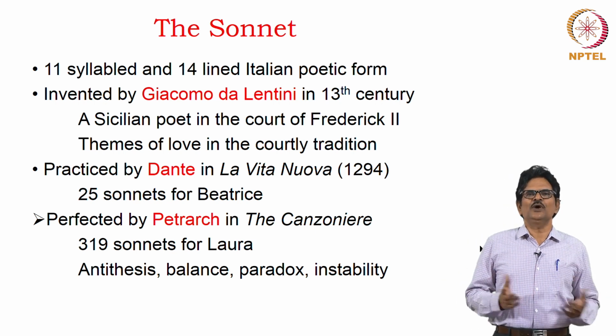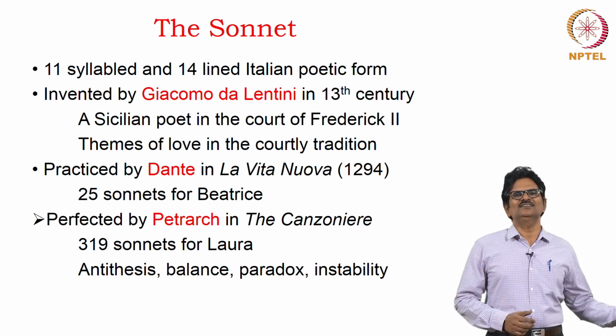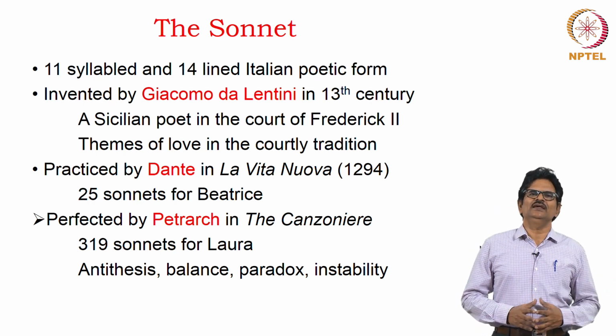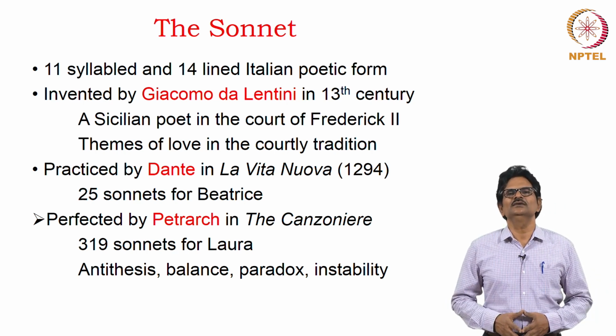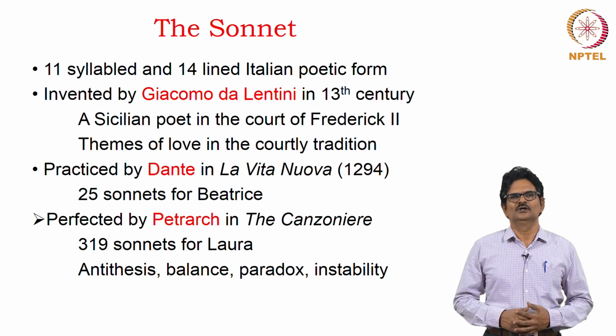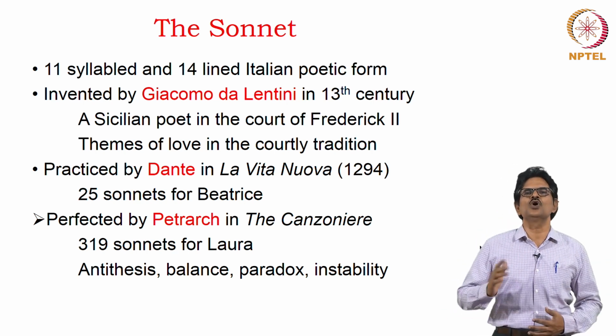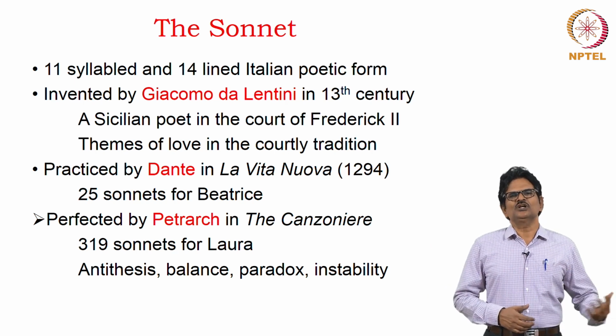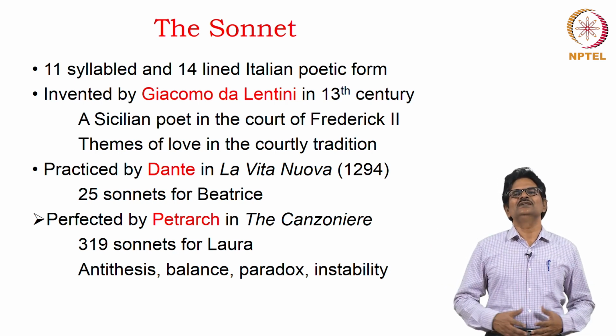The Italian poetic form, the sonnet, had 11 syllables and 14 lines. It was invented by Giacomo da Lentini in the 13th century. He was a Sicilian poet in the court of Frederick II. He wrote about the themes of love in the courtly tradition.